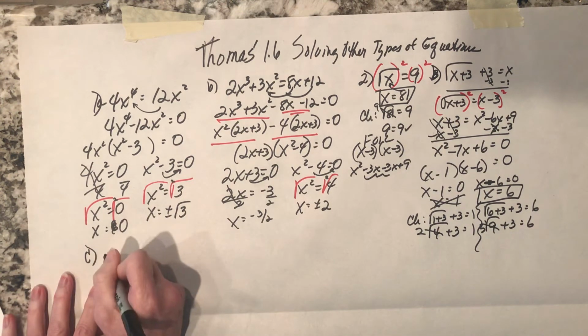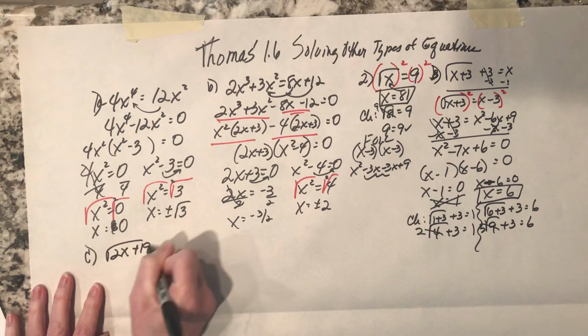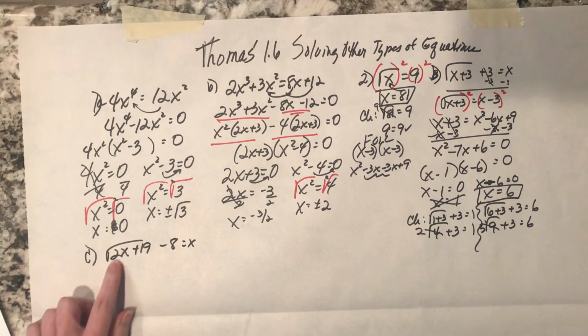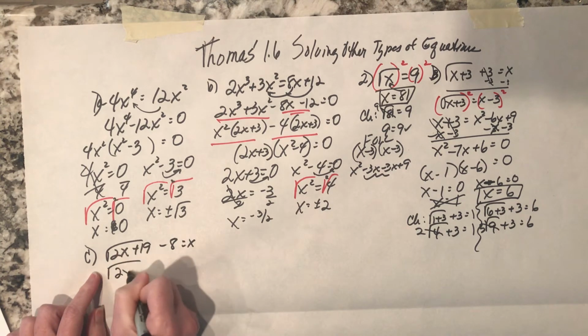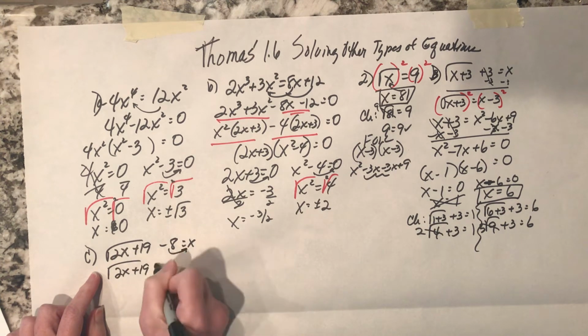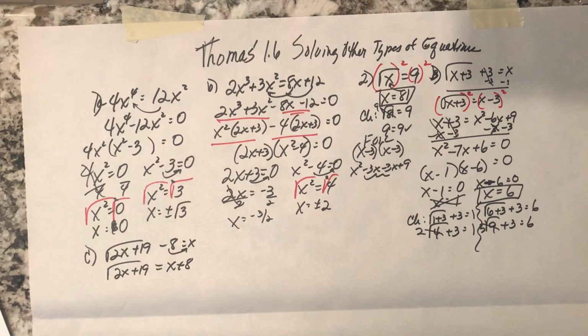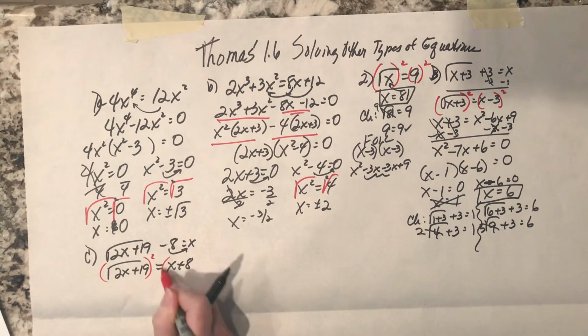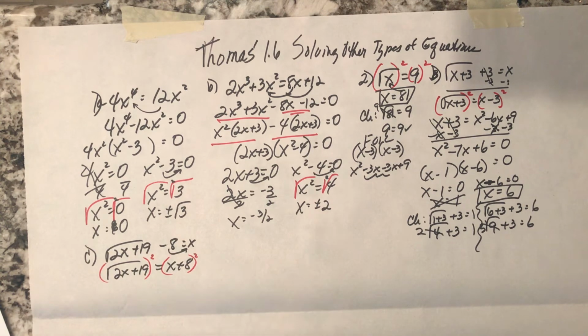Let's look at this. We've got the square root of 2x plus 19 minus 8 equals x. First, get this guy isolated. So let's move that 8 over. So we get equals x plus 8. You've got to get rid of that radical. To do that, square it. If you've squared one side, you've got to square both sides.